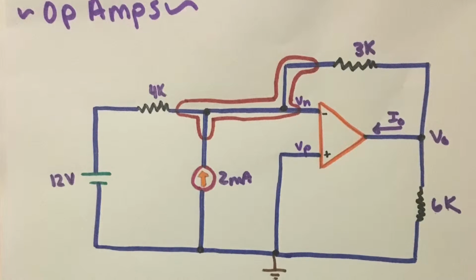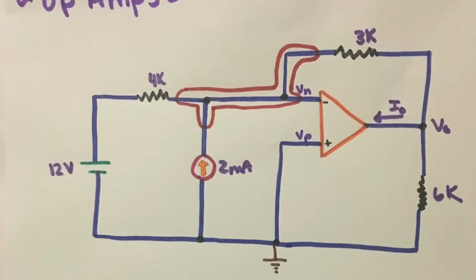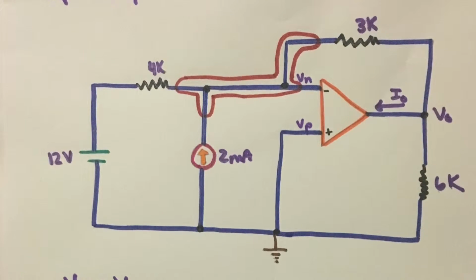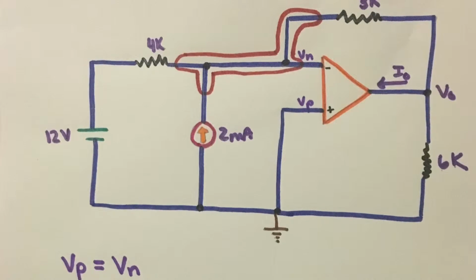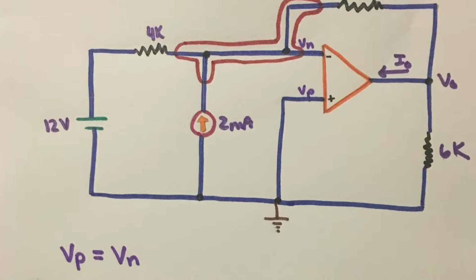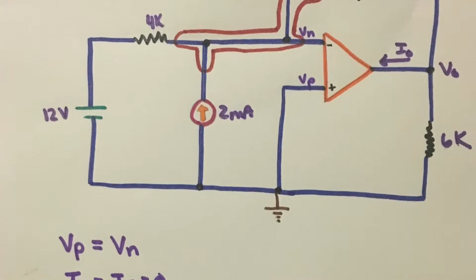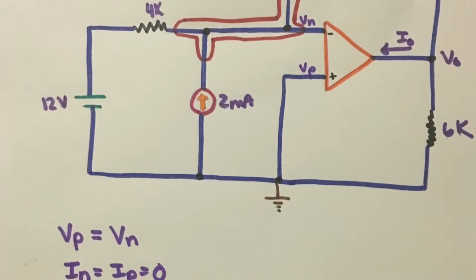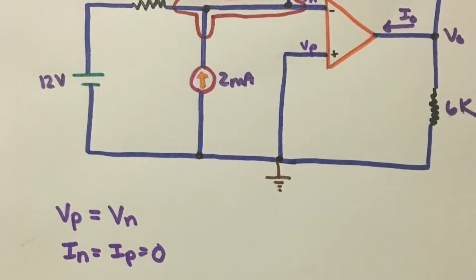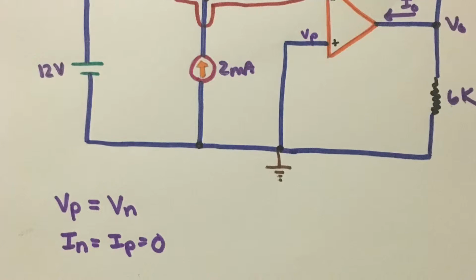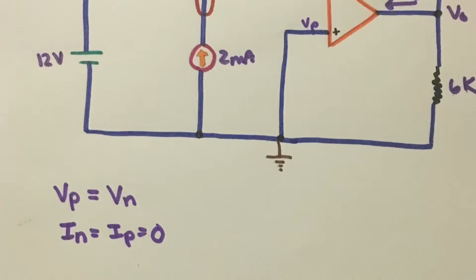So looking at the circuit, the first thing we need to do is understand some givens in the circuit. What we do know is that IN and IP, which are the currents going into our operational amplifier, are equivalent, as well as VN and VP, and IN and IP are always 0. So we need to remember that before we go into this problem.